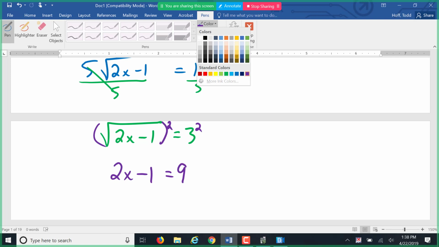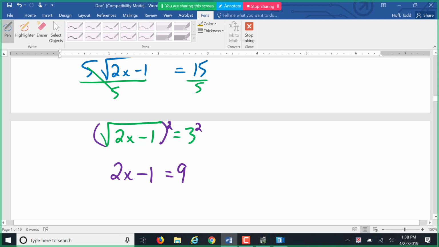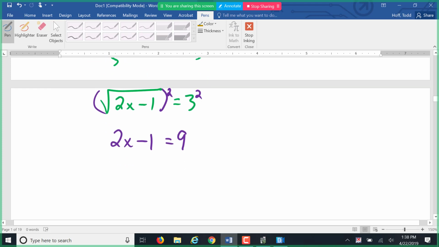And now we go through the process again to solve the remaining equation. We add 1. 2x equals 10. And we divide by 2. X equals 5. Any questions there?